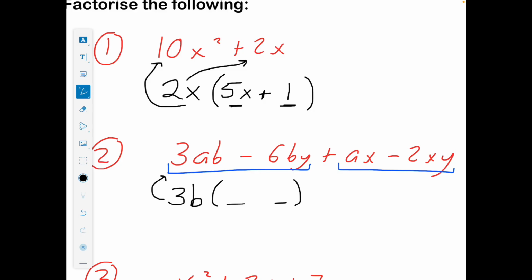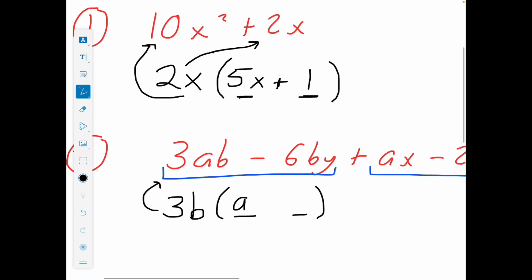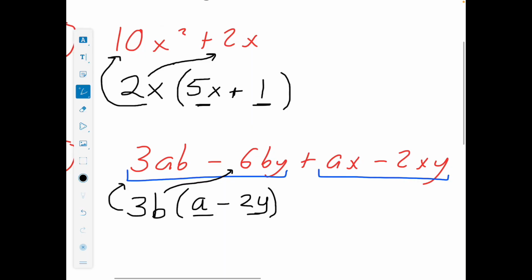Then we'll open our brackets and we need 2 things to go in our bracket. So we have 3b, but we need to make 3ab. So what would you multiply 3b by to get 3ab? You'd multiply it by a. And then we have 3b, but we want to make minus 6by. So to go from 3 to minus 6, you'd multiply by minus 2. And we're also missing the y.